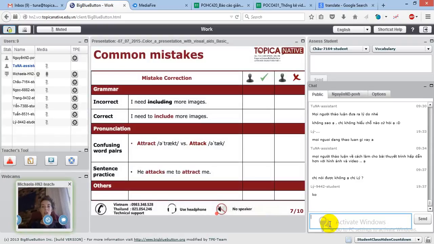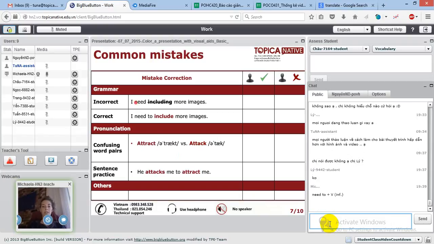And we can talk about these common mistakes. So tonight we learned to use the word need, and then to plus the verb in the infinitive, right? So instead of saying "I need including more images," we say "I need to include more images," right?